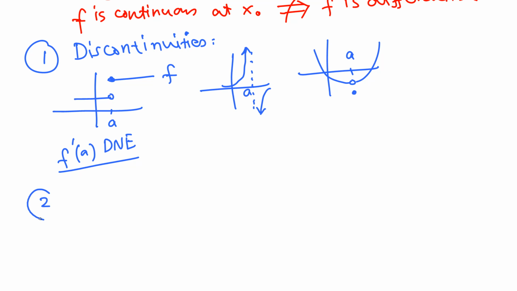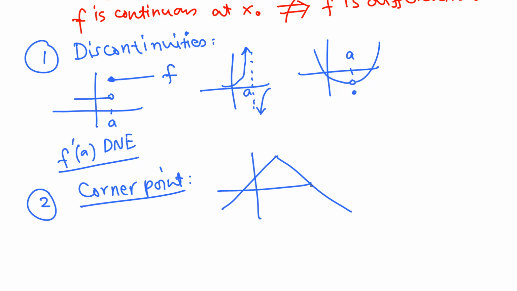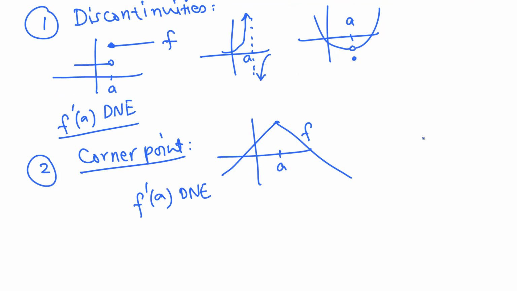Sometimes the function is continuous, but the function has a corner point. And when the function has a corner point at some point, then the function is not differentiable. Like here, this function is continuous, but here at A the derivative does not exist. Let's say f prime of A does not exist, but this is continuous though. The function is continuous, but it's not differentiable.